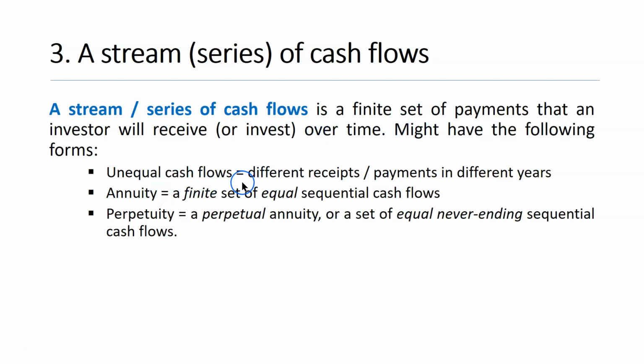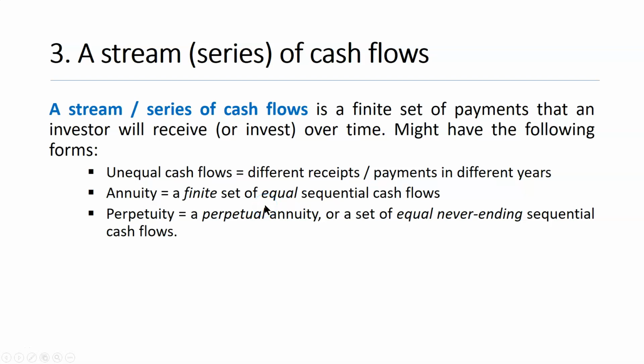For example, you might get different receipts or payments in different years. In one year, you will get, let's say, £100 return. In the second year, you will get £200, and in the third year, you will get £500 return. Or the other way around. Sometimes you might be required to invest into your business different amounts at different points in time. In other words, you can be dealing with unequal cash flows.